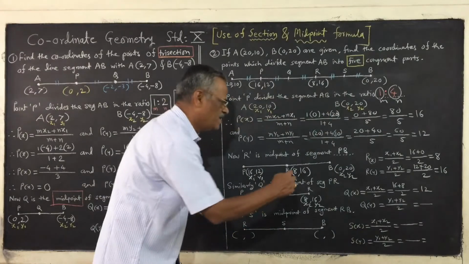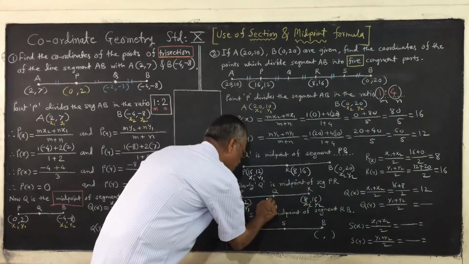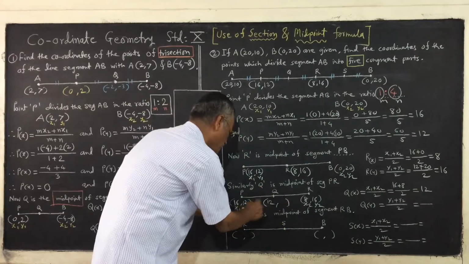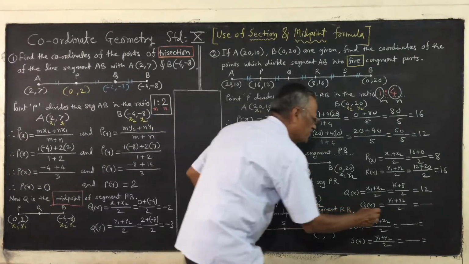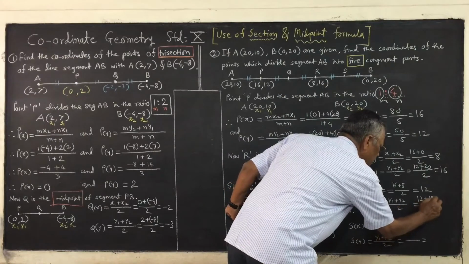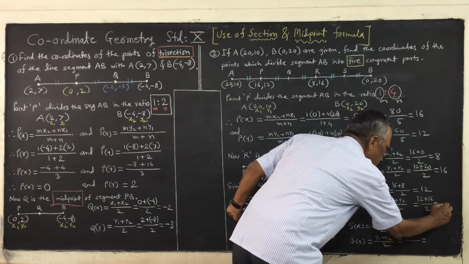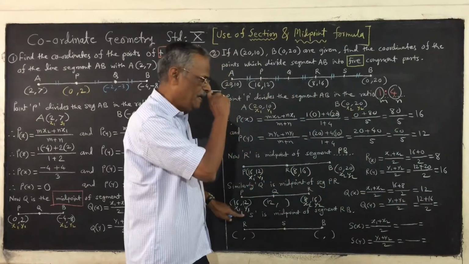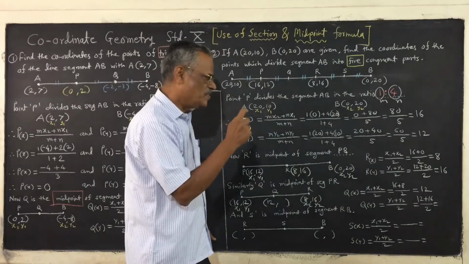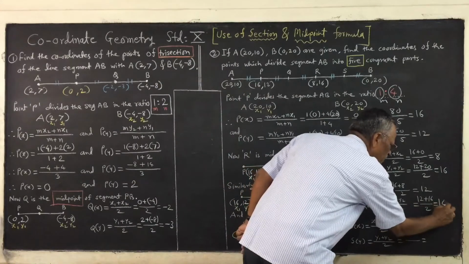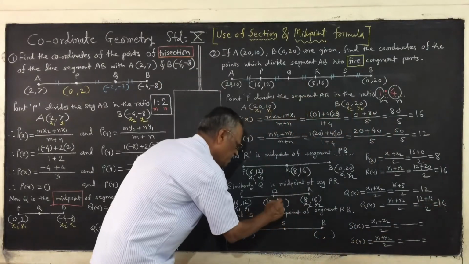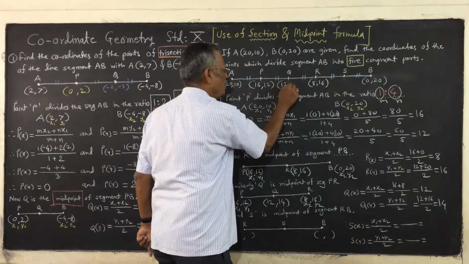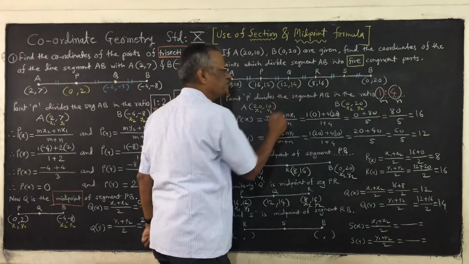Similarly, the y coordinate of point Q. You are getting this is 12. To find the y coordinate of Q, 12 plus 16 upon 2. Remember, find the total there, the formula is there. What is that? 28 upon 2, that is 14. So what are the coordinates of point Q? 12, 14. So these are the coordinates of point Q, 12, 14.